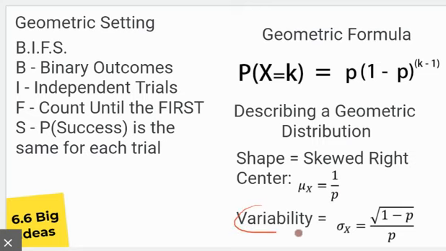And then finally, the variability. How do we describe the variability? Well, we describe it with the standard deviation of a geometric distribution. And the formula to find the standard deviation of a geometric distribution is given with the square root of 1 minus p divided by p. So we should be able to describe the shape, center, and variability for a geometric distribution using these formulas and knowing that the shape is skewed right.